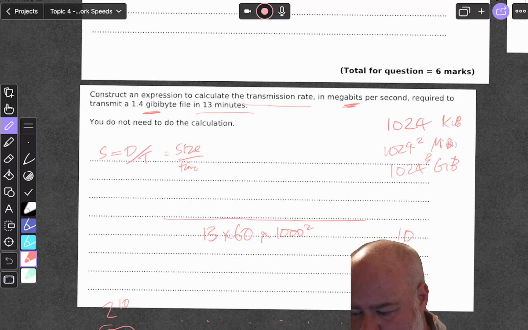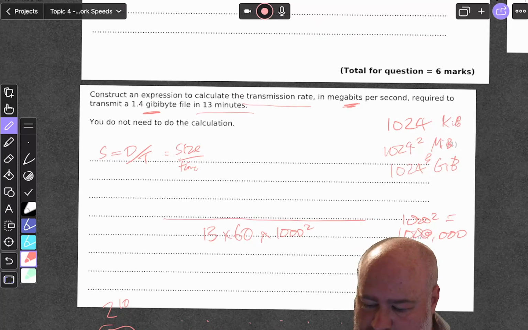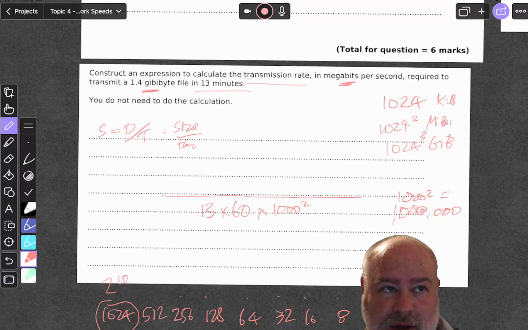1,000,000. Okay, 6 zeros. So another way of saying that is 1,000 squared. So I'll put that here. Can you see that? Equals 1,000,000. So that's going to be at the bottom as our time.